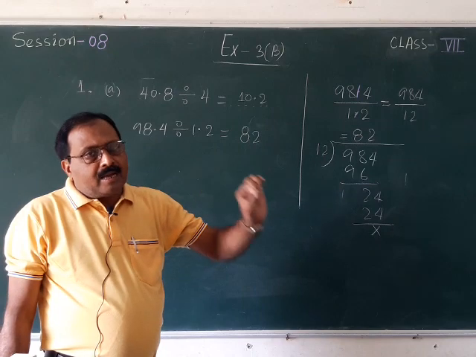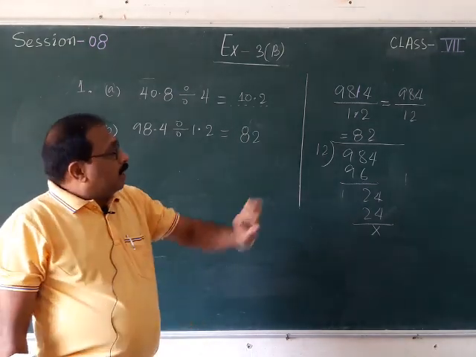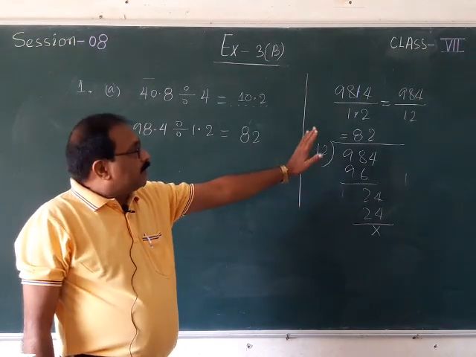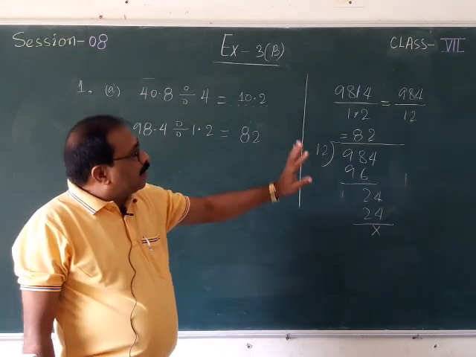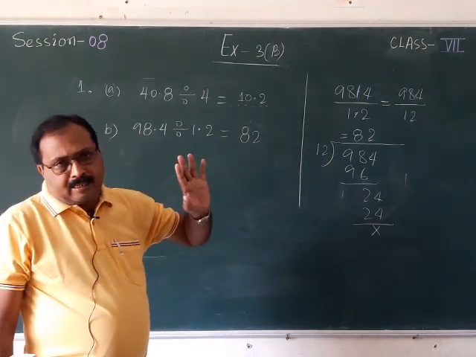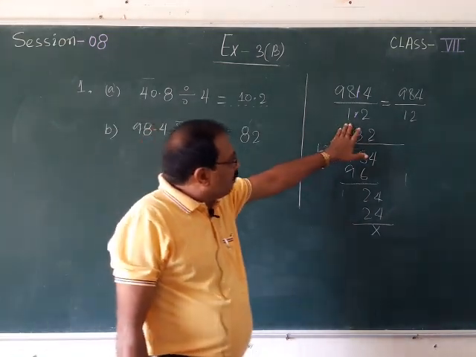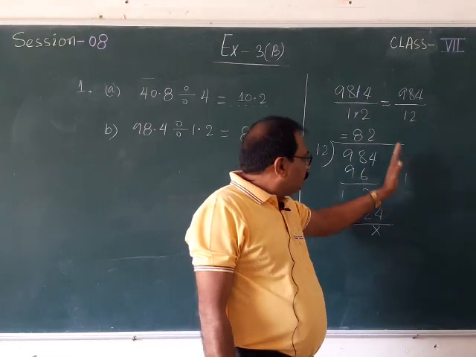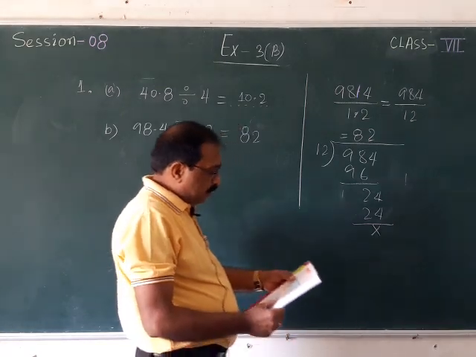Like decimal means after the decimal the number of digits should be the same. And if the number of digits after the decimal is the same, that means you can omit the decimal sign. Then the decimal sign will vanish, and after it vanishes, whatever number you get, you can divide it normally and find your answer.